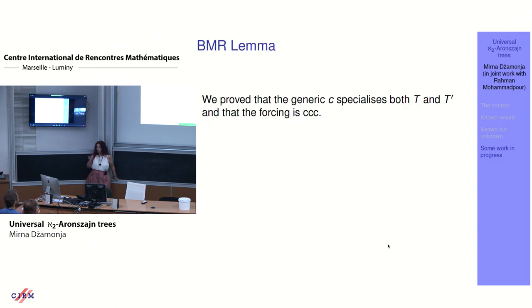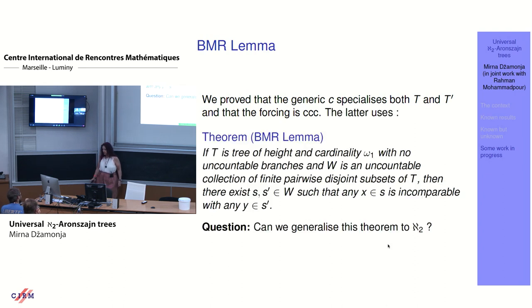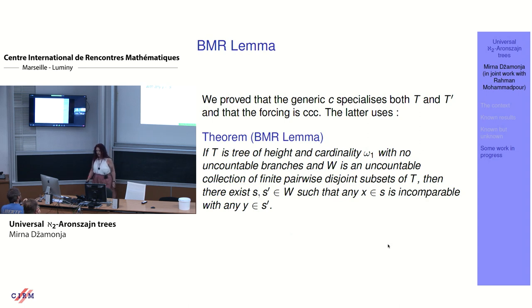Okay, so that's the definition. And as I said, we proved that the generic C specializes both T that we started with and this new tree, which I denote by T prime, and we proved that the forcing is CCC. And the latter fact uses this fact from the BMR paper, which I'm calling BMR lemma, which I'm sure many people know. I'm just going to recall it.